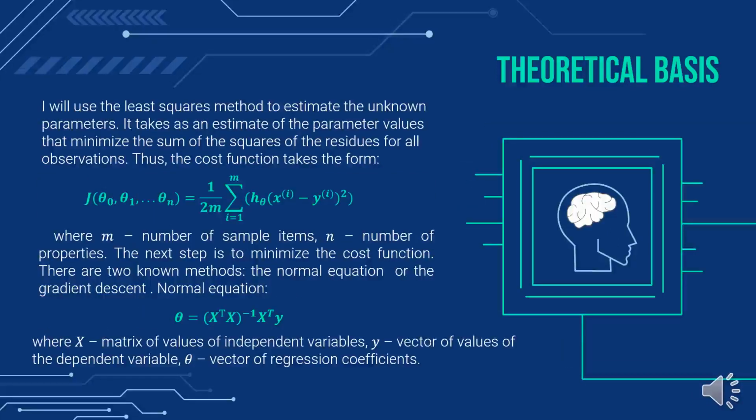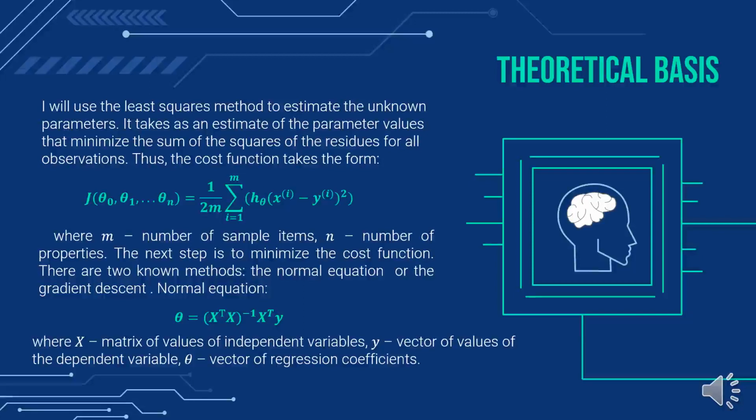I will use the least squares method to estimate the unknown parameters. It takes as an estimate of the parameter values that minimize the sum of the squares of the residues for all observations. Thus, the cost function takes the form, where m is the number of sample items and n is the number of properties. The next step is to minimize the cost function. There are two known methods, the normal equation or the gradient descent.